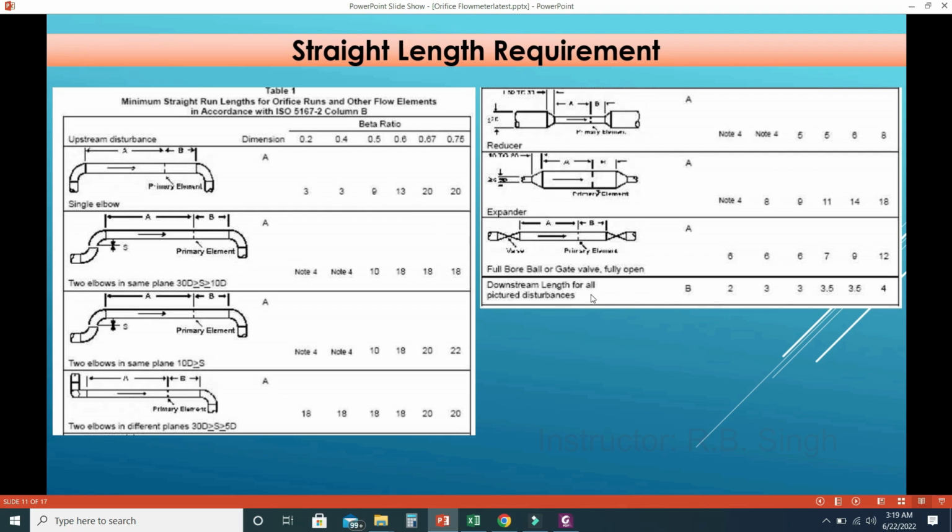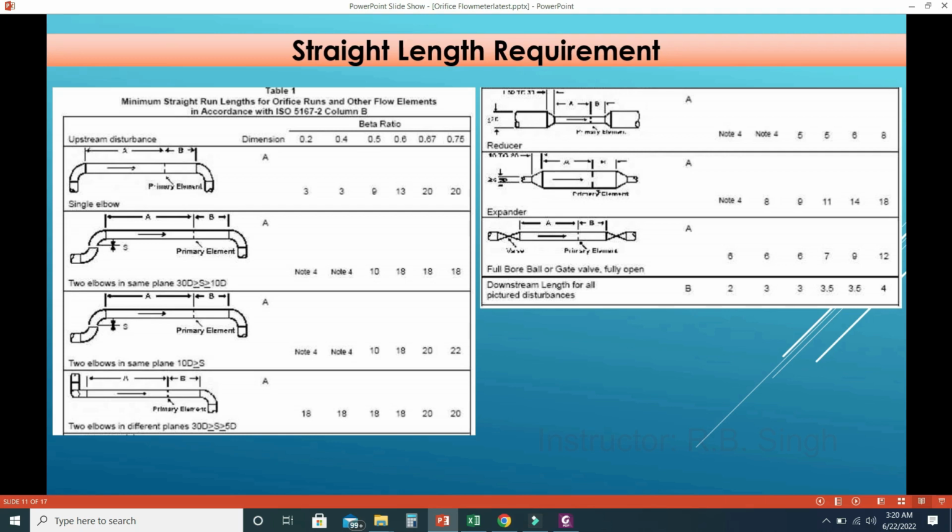Like downstream length for all pictures or disturbance can be 2D for 0.2 beta ratio, 3D for 0.4 beta ratio, and 3D for 0.5 beta ratio. So we can consider this 3D at downstream and 9D at upstream. Sometimes we generalize these things, like we can consider 10D to 5D, 15D to 5D as per these types of considerations. But if you go with this ISO 5167 specifications, then these straight lengths are required.